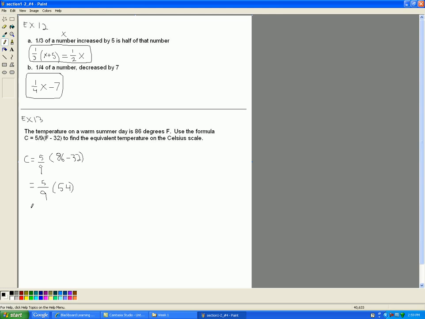5/9 times 54. This is just the same thing as saying 5/9 times 54/1. Remember, anytime you have a whole number and you want to make a fraction of it, you just have to put 1 underneath. So now we see, can we cross multiply? 5 and 1, that's already simplified. 9 and 54, do they share a common factor? Yes, 9. So let's divide both of those by 9, so we get 5. 9 divided by 9 is equal to 1. 54 divided by 9 is equal to 6.